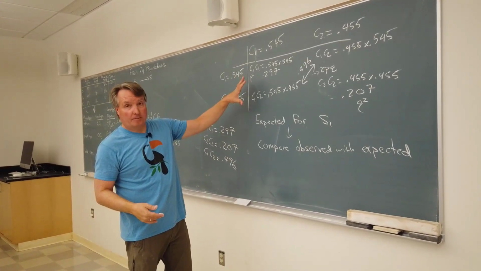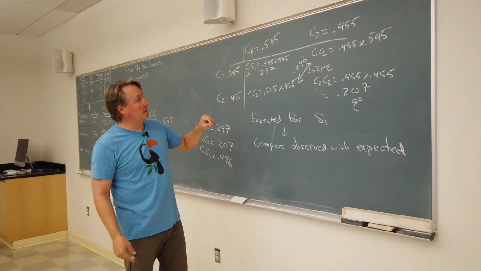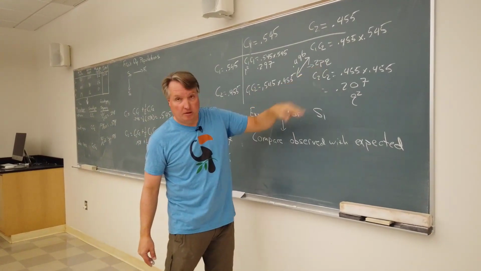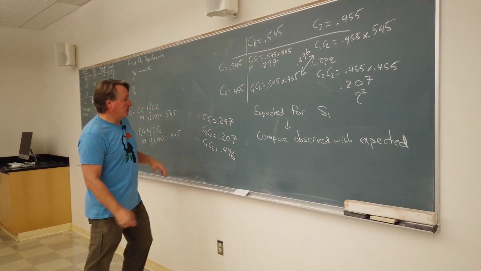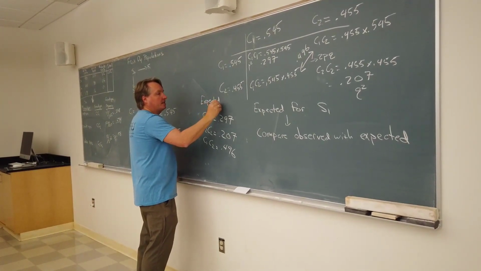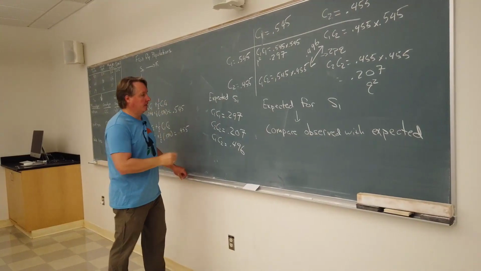Some people like to do it a tabular way like this. I like it. I'm a visual person. It works for me. If you're comfortable with p squared, q squared, 2pq, that's perfectly okay. Okay, so again, these are our expected frequencies for the S1 population.